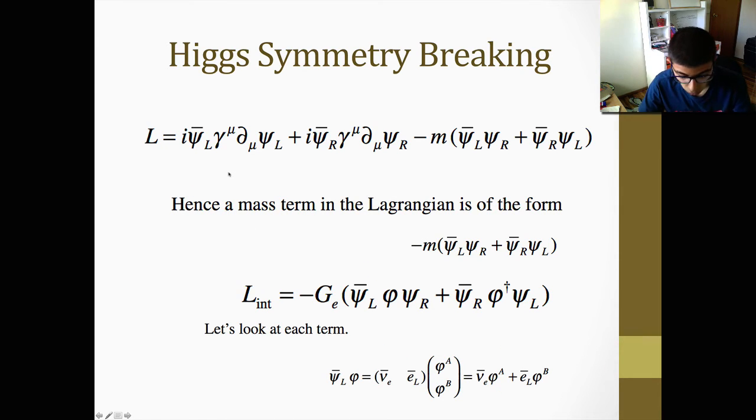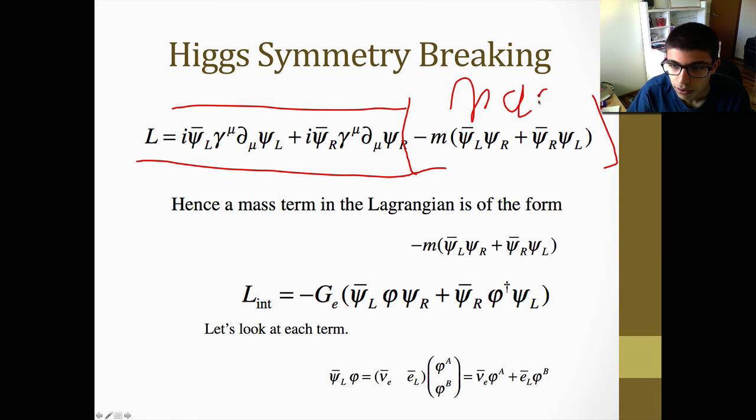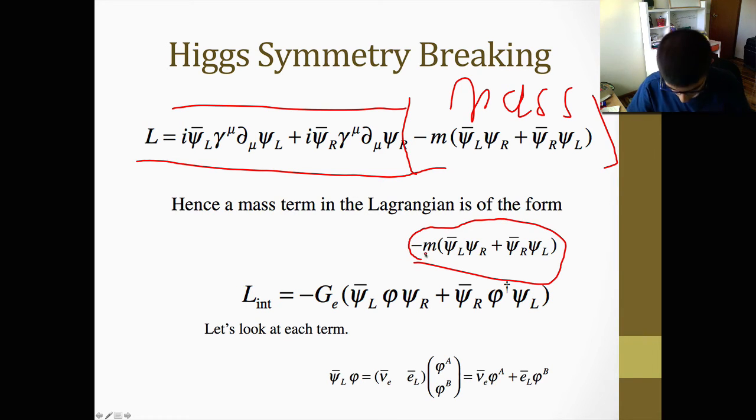Okay, so now I want to look at the Dirac Lagrangian. This was the Lagrangian that we derived earlier, but there's something different here. I've added something extra. What is this? This is minus m times psi bar left psi right plus psi bar right psi left. So what is this? This is the mass term. I've added a mass term to the Lagrangian, and m here is just a number.